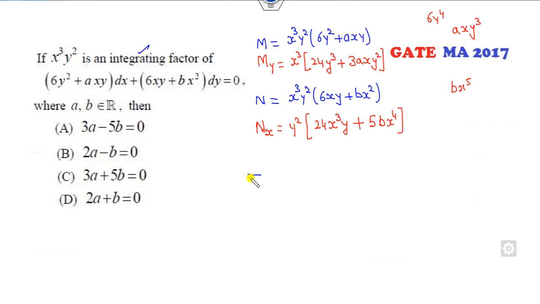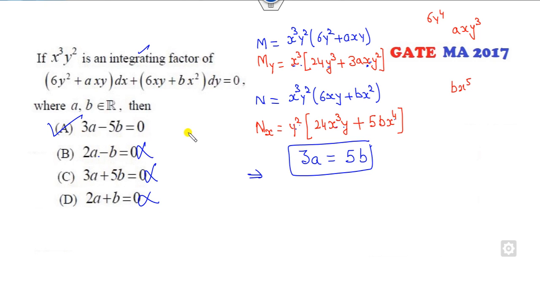Now when they are exact, you can equate these. This is x cube y cube, x cube y cube. 24 is fine. x4 y square, x4 y square, that means 3a must be equal to 5b. 3a is equal to 5b. Not correct, not correct, not correct. A is the right answer of this problem.